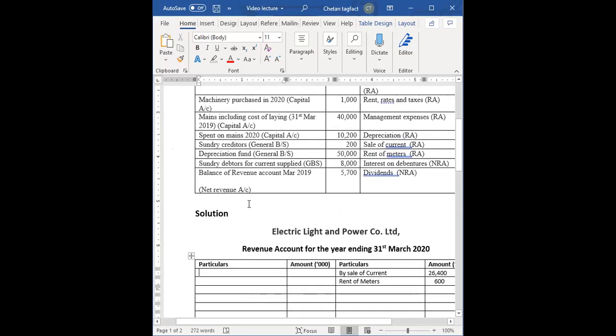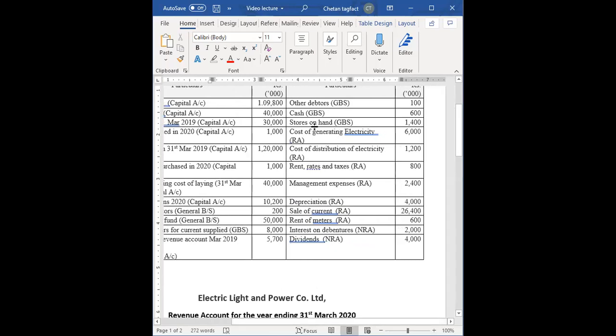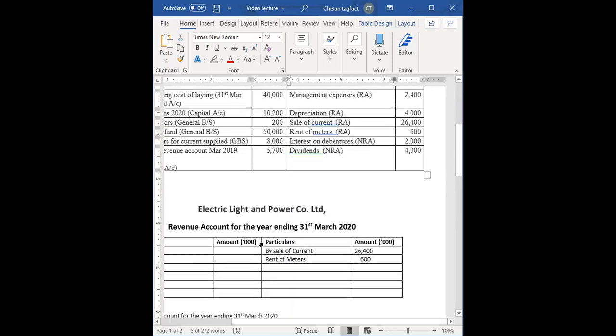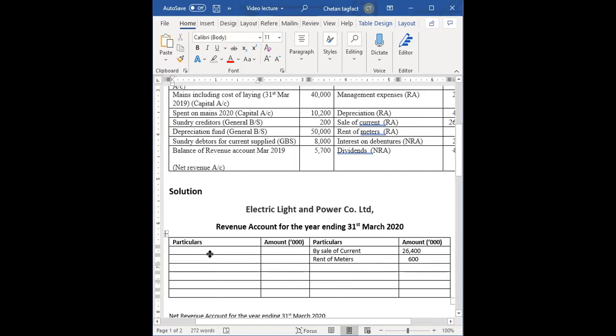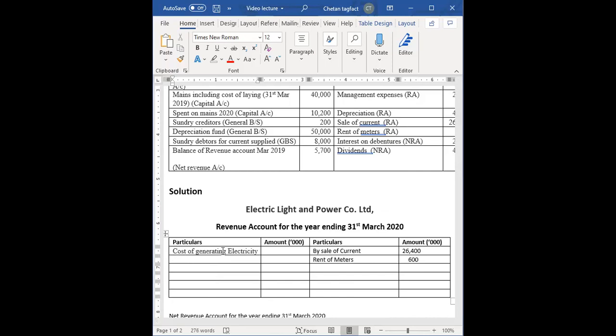So what were the expenditures that we have taken? First is the cost of generating. I think we don't have any items in revenue in this column. So if we take here, we have stock, we have cost of generating electricity. This is the first item that we are taking. So cost of generating electricity, that amounts to 6,000.